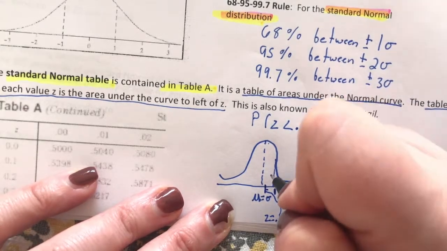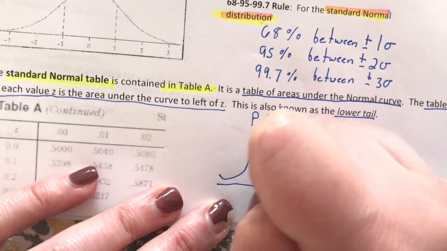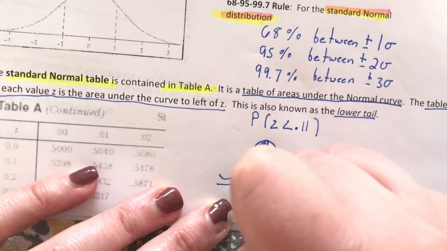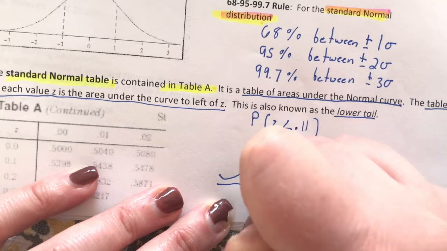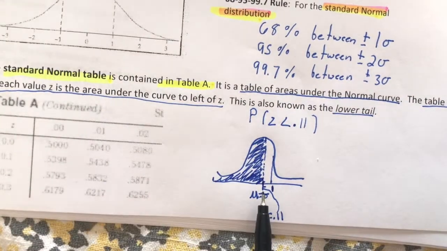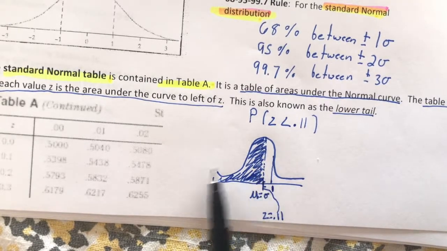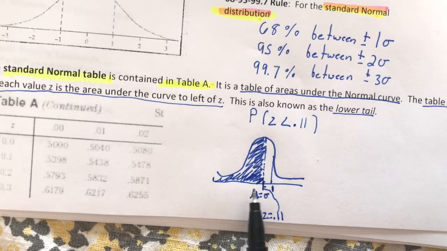Now, what you do is you go ahead and you mark that in, and then you shade, because we want to figure out what percentage of area of our curve is to the left of that. Now, if we think about it logically, we are just right of the mean. The mean is equal to the median, so the mean is where the 50% point of our curve is. So we're going to make an estimate that we know that the area that's going to be less than the z-score of 0.11 is going to be just a little over 50%.